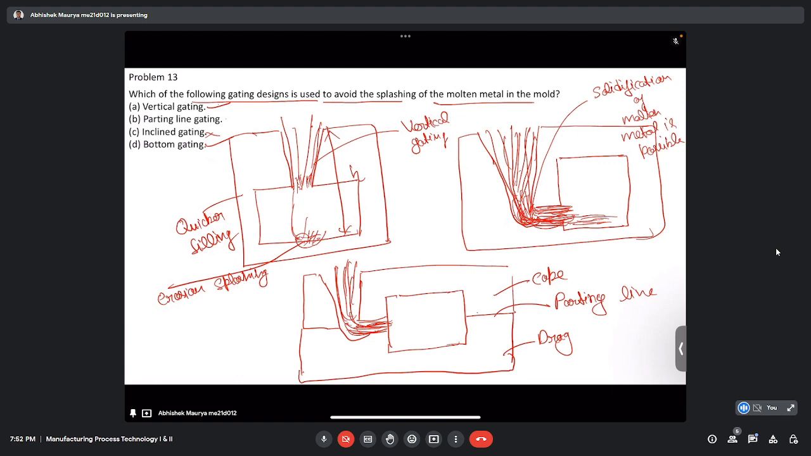Then they took the advantage of both vertical gating as well as bottom gating. So here, if we fill the molten metal from the parting line, then the molten metal will fall from only this much height. So the problem of erosion and splashing gets reduced.